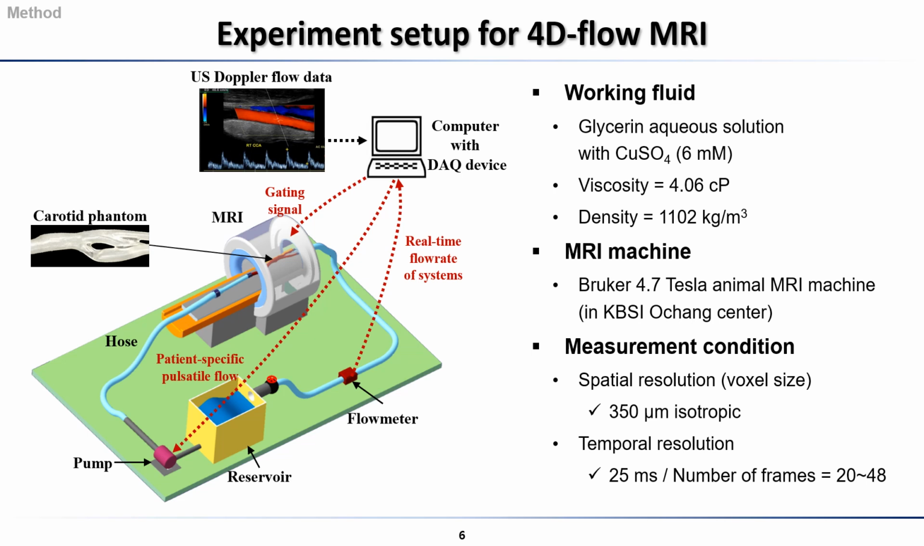For 4D flow MRI, a Bruker 4.7 Tesla animal MRI machine at the KBSI Ochang Center was used, and the spatial and temporal resolution was set isotropically to 350 micrometers and 25 milliseconds to measure the data.